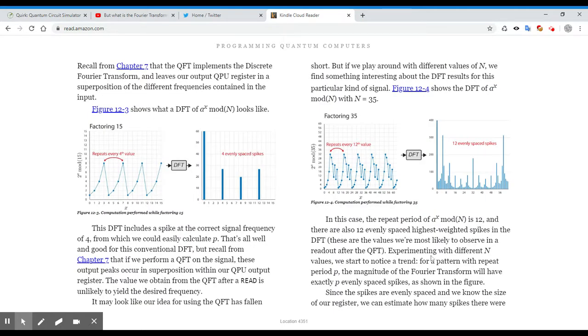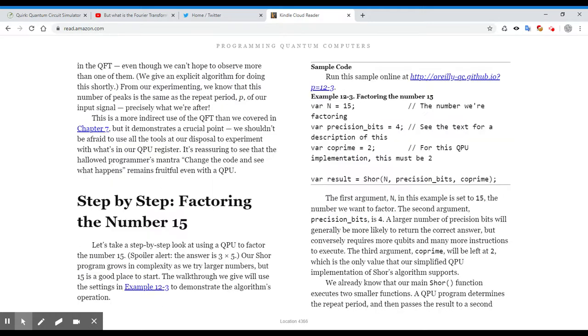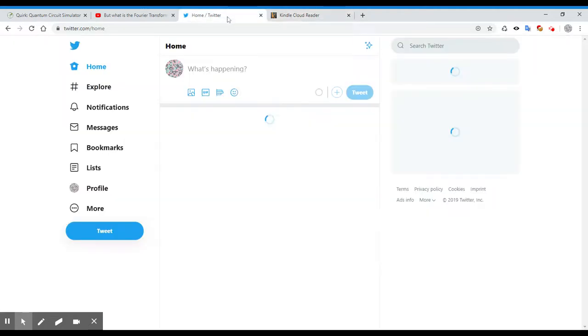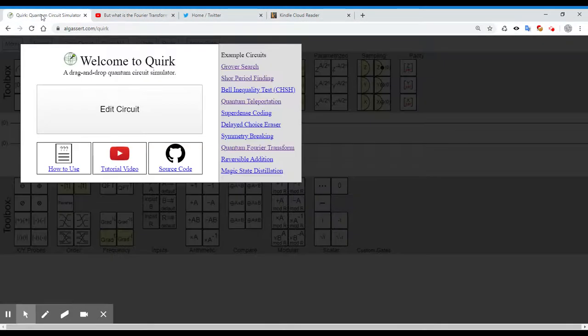Since the spikes are evenly spaced, we know the size of our register, we can estimate how many spikes there were in the QFT, even though we can't hope to observe more than one of them. This is more indirect. From our estimate, we know that this number of peaks is the same as the period P, which is precisely what we're after. It's a more indirect use of the QFT than we covered in Chapter 7, but it demonstrates a crucial point. We shouldn't be afraid to use all the tools at our disposal to experiment with what's in our QP registers. Okay, so it seems like they fixed it, because I think this was wrong. So cool, that's nice.